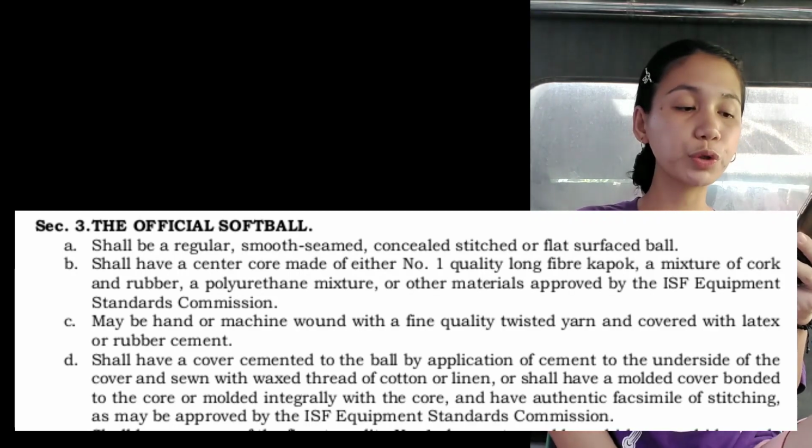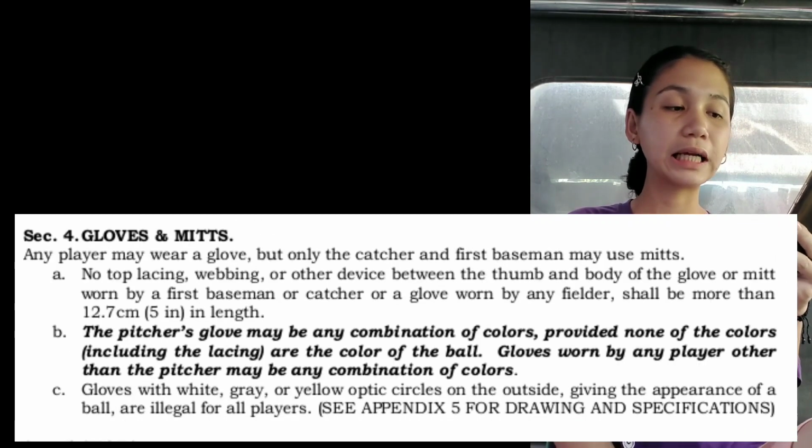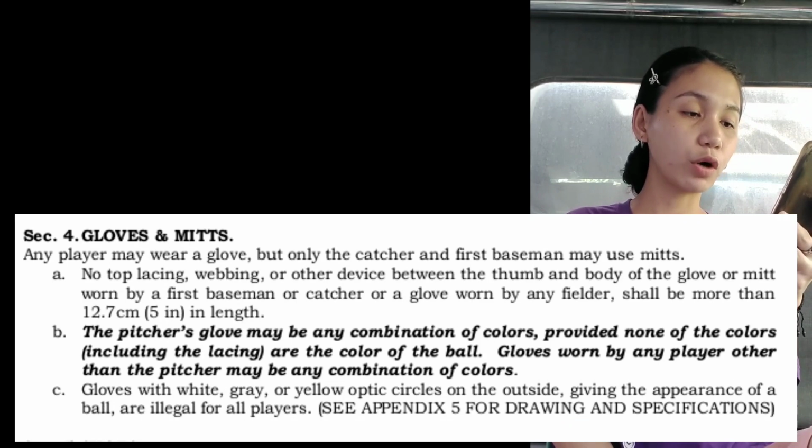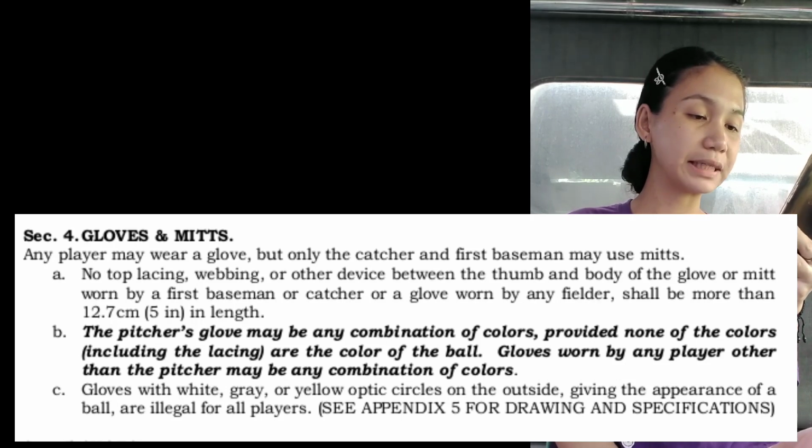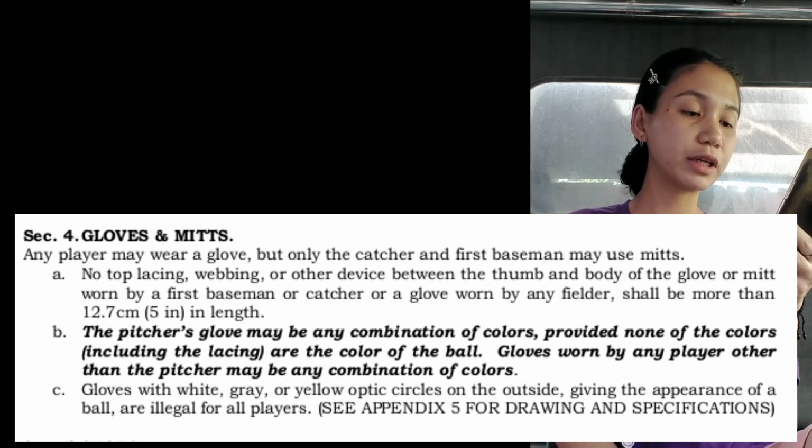Let's move on to rule number 3, section 4, gloves and mitts. Any player may wear a glove, but only the catcher and first baseman may use mitts. A, no top lacing, webbing or other device between the thumb and the body of the glove or mitt worn by the first baseman or catcher, or the glove worn by any fielder, shall be more than 12.7 cm or 5 inches in length.